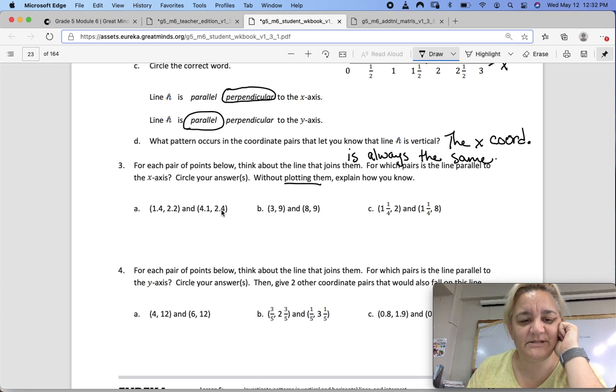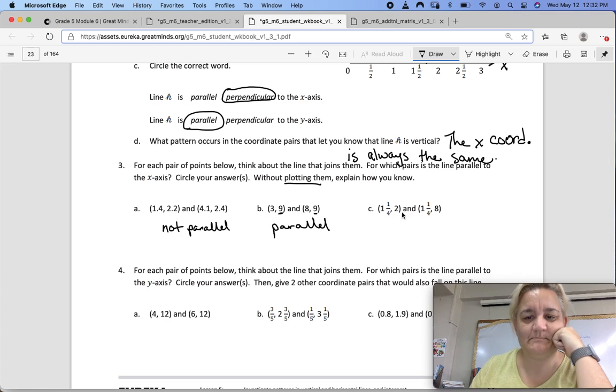So (2, 2) and (2, 4). Is this parallel? No, not parallel. How about this one? (3, 9) and (8, 9). So that y coordinate is the same. So yes, parallel.